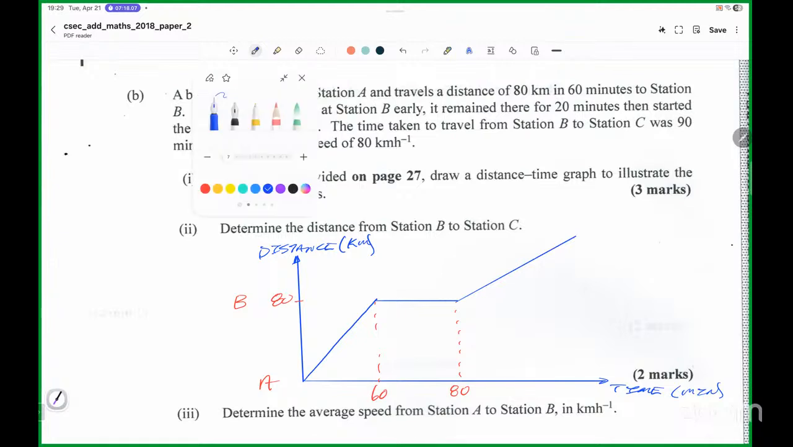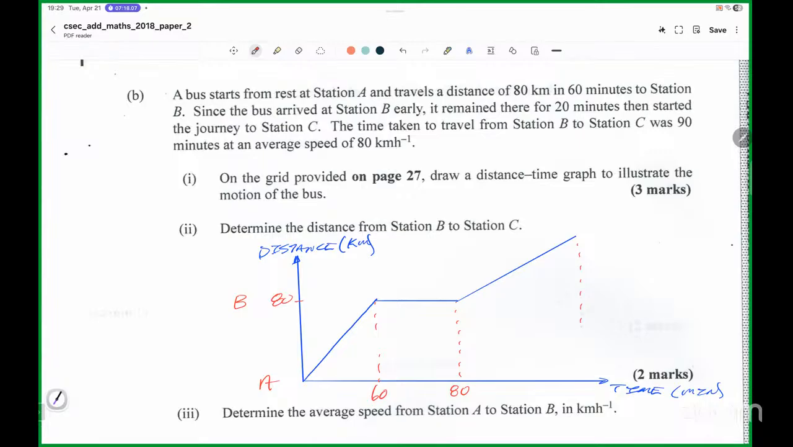All right, and it's going to reach C. It takes 90 minutes to reach C. So the time is now going to be 90 minutes, right? So 80 plus 90 is how much? 170, right? Good? 170. And the grade of this line is 80. The grade of that line is 80.